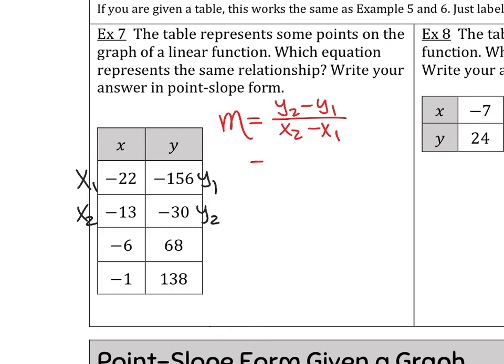Yeah, we got to plug all those numbers in. So y2 we labeled as -30. We're going to subtract -156. Thank you. Then we're going to have -13. We're going to subtract -22. Someone help me out. Calculate that for me. Yeah, thank you. We should get 14. There's my slope. So now I have a coordinate point that we already labeled, and I have a slope.